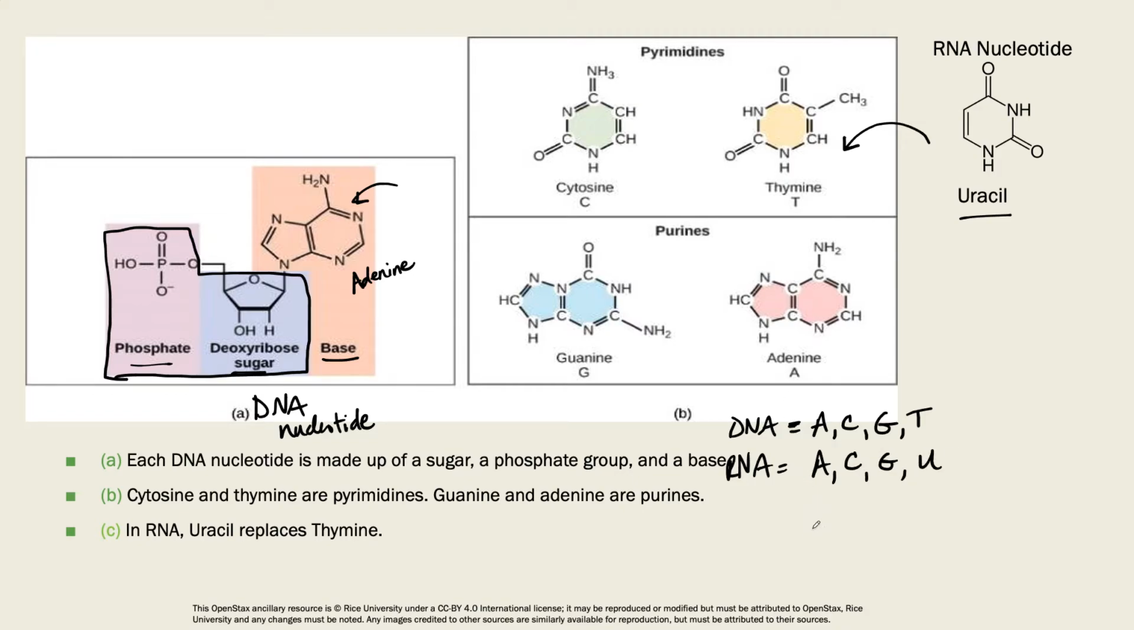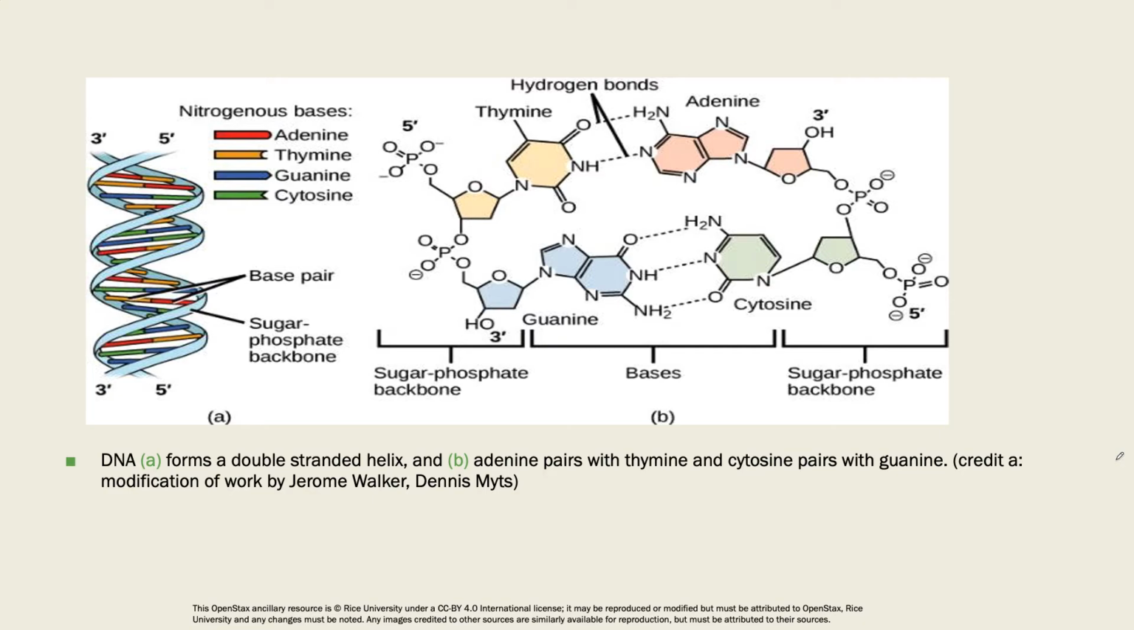Now they pair in a particular way. In DNA, A is going to pair with T and C pairs with G, whereas in RNA, A is going to pair with U and C is going to pair with G. Now I've drawn 2 lines between the A and T and 3 lines between the C and G because that's how many hydrogen bonds there are that are holding those bases together in double-stranded DNA.